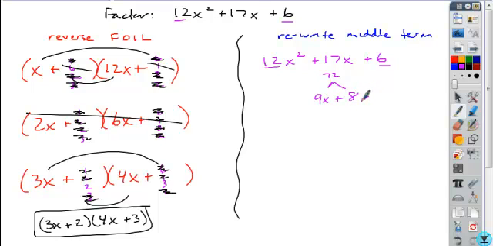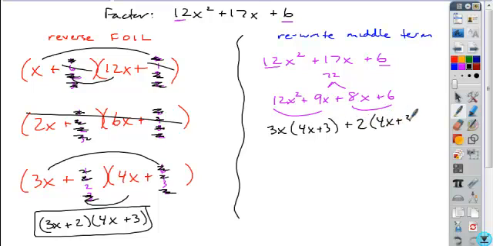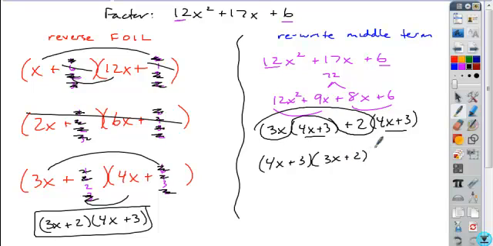So 9x plus 8x, I can rewrite my middle term, drop my first and last terms straight down, and factor by grouping. And when I do, what common factor can I remove from my first pair of terms? 3x, leaving a 4x plus 3. And what common factor can I remove from my second pair of terms? 2, leaving a 4x plus 3. I have my common binomial factor. And so these remaining factors of 3x and plus 2 become the terms of my other binomial factor.